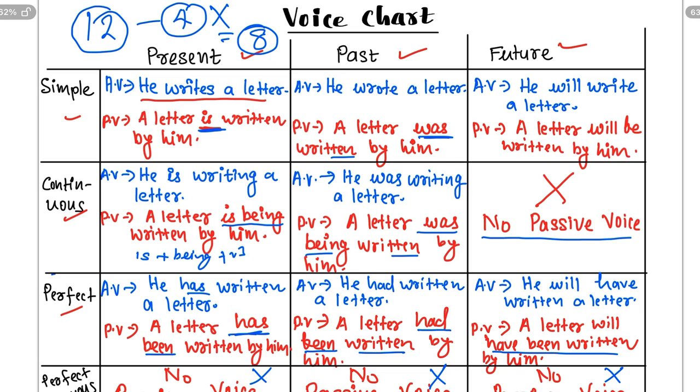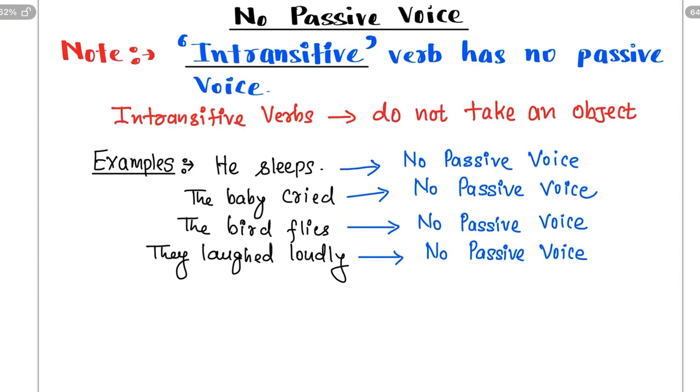You keep practicing this chart in your copy. Take any sentence, he writes a letter, he drives a car, whatever you want, and try to change it into passive voice. So you will easily learn this chart. Now let us move to the next.